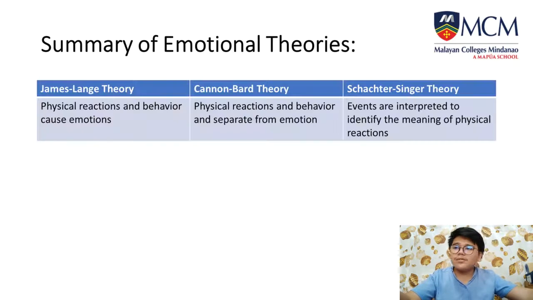So in summary of these emotional theories, look at the table, no? For the James-Lange theory, it can be said that the physical reactions and behavior cause the emotion. Next, for the Cannon-Bard theory, the physical reaction and behavior are separate from emotion. And the next one, Schachter and Singer, or the two-factor theory, events are interpreted to identify the meaning of the physical reaction. So these are the differences between these different theories in a gist.